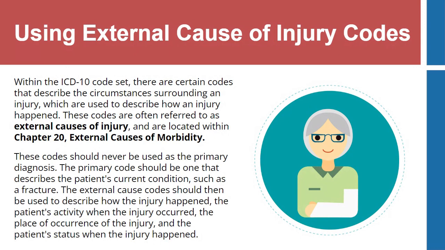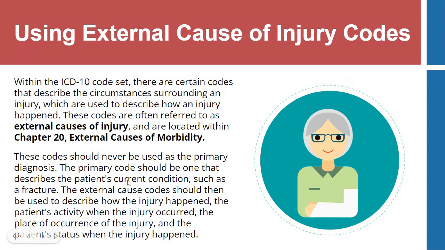All right, so using external cause of injury codes. These are codes that indicate the circumstances surrounding the injury. So how did the injury happen? Chapter 20 within volume 1 is where you'll go to find the code that will indicate what happened. These codes should never be used as the primary diagnosis code. Let's say the patient broke their leg. That will be the primary diagnosis code. And let's say they fell off a ladder, and that is included in the cause of injury, then that will be listed as a secondary diagnosis code.